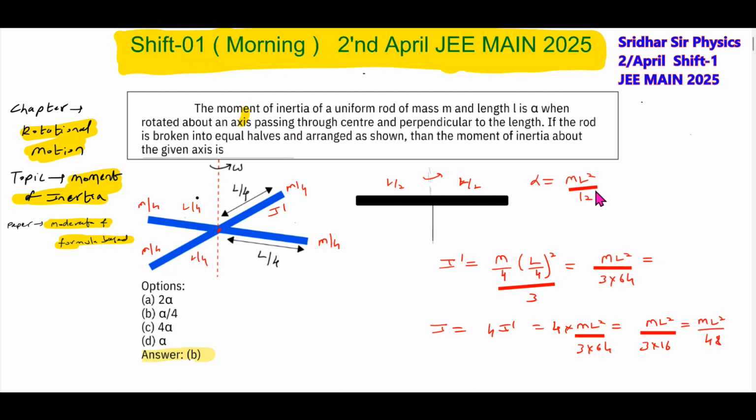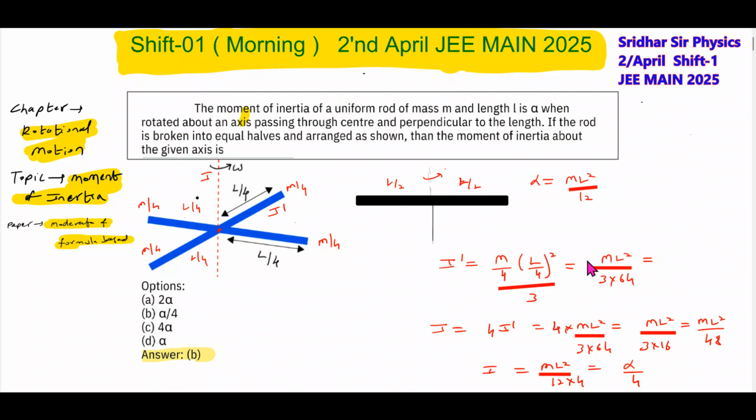But we have to express it in terms of alpha. So this will become ml square by 12 into 4. 12 into 4 is 48. So this will become alpha by 4. That is the moment of inertia of this system. Everything like this you should solve within 2 minutes. You have to put in effort on fast solving of calculations.